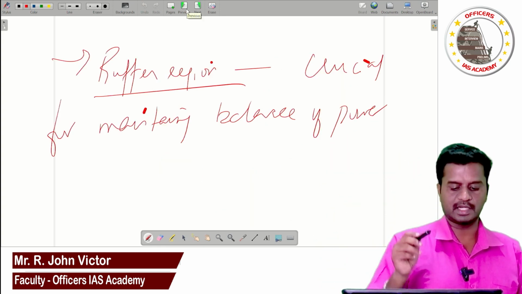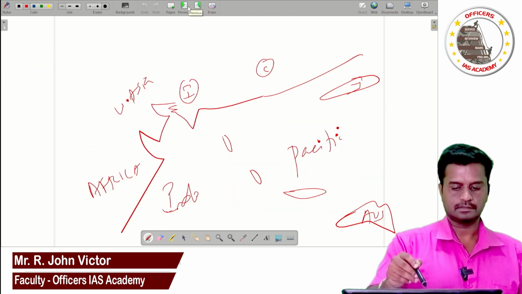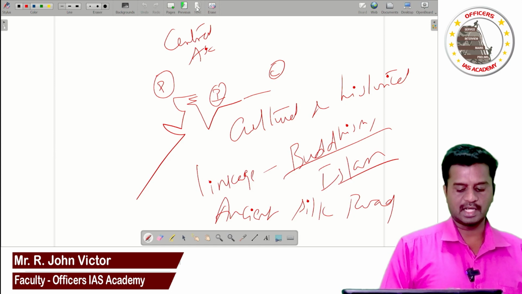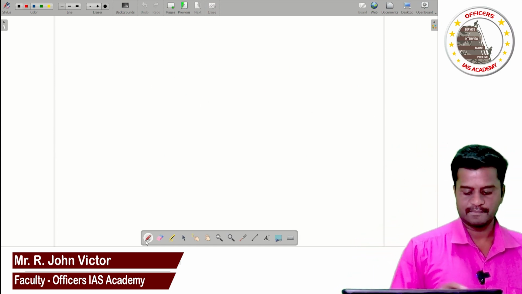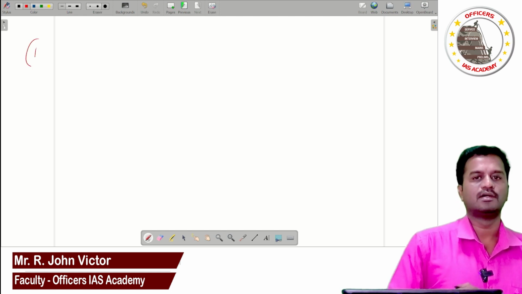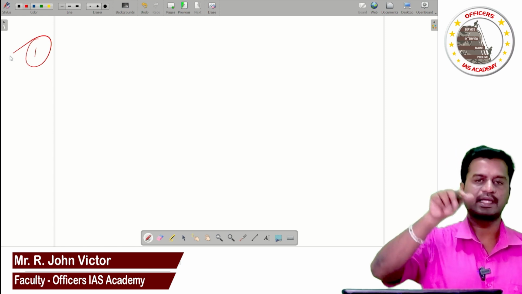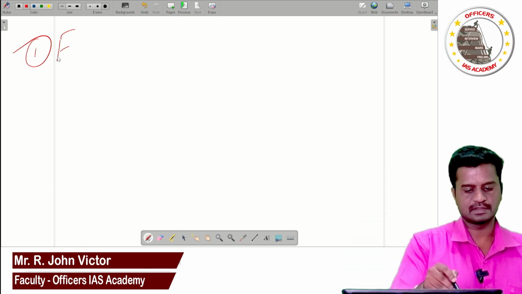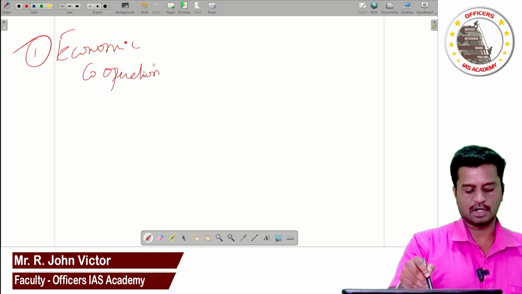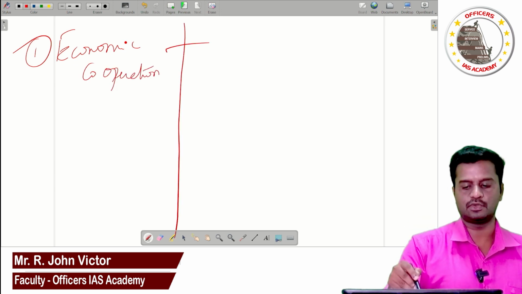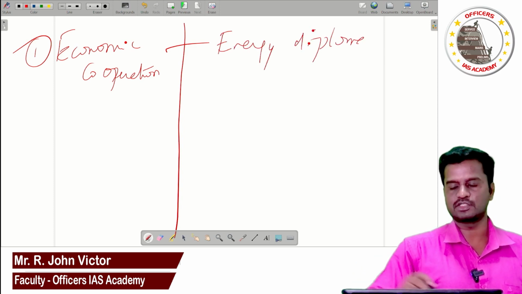Now come to the body of the answer. Body of the answer is diplomatic, economic and strategic relations, its significance. Now I can write one by one. Okay, I can write in the form of numbering. Here I can write from different dimensions. First is economic cooperation. Economic cooperation between India and CAR seen through energy diplomacy. Ensure to mention this conceptual key term.